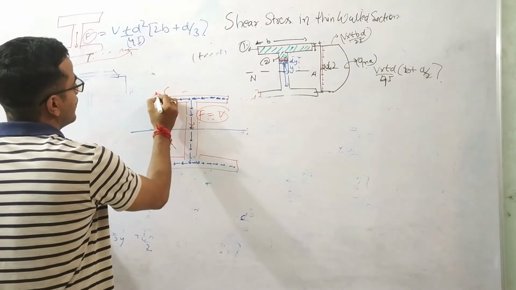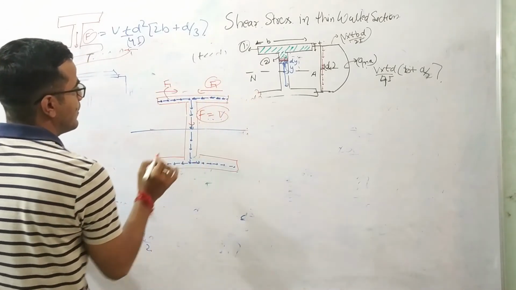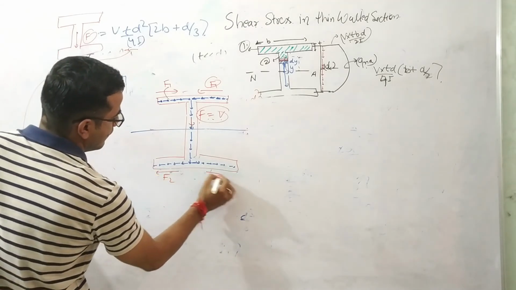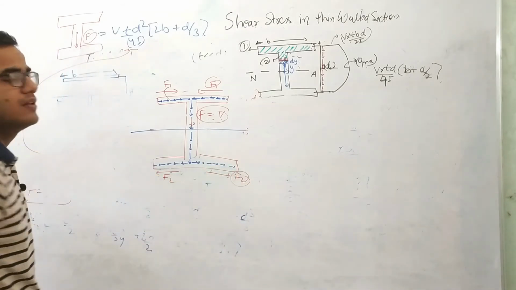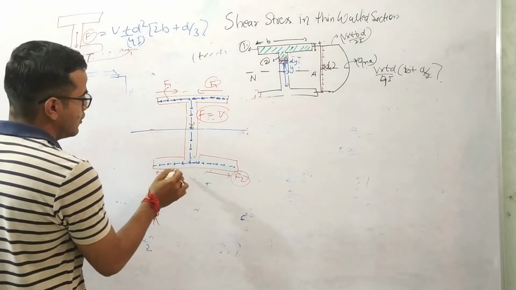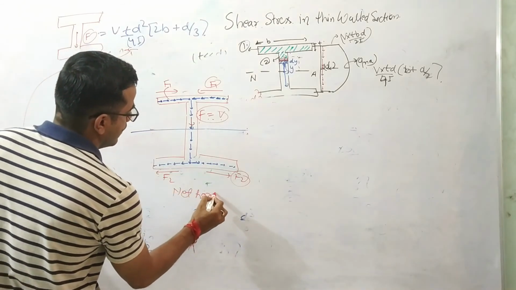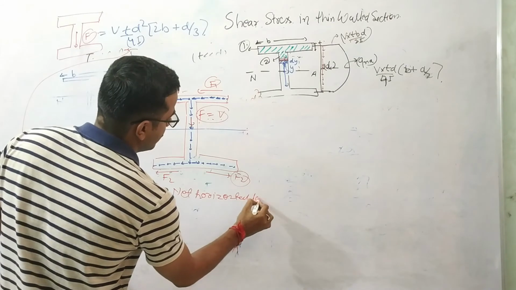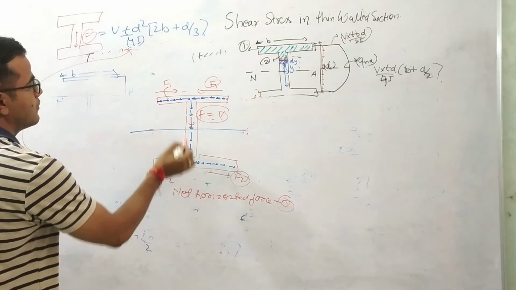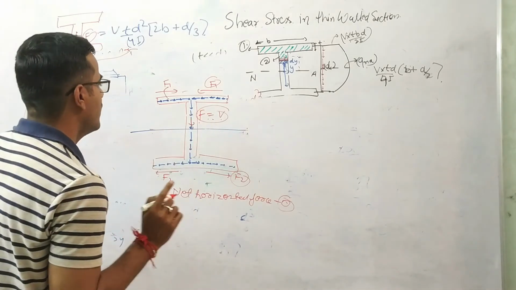And for the horizontal component, there will be some force F1 here, and due to symmetry, this force similarly will be the same as F1. Here we'll have some F2 and here we'll have some F2. Now you can see that these horizontal forces should cancel out each other for the equilibrium of this portion. So the net horizontal force will be equal to 0. You can also see that the F2 forces will cancel out each other, and there will be a net force remaining which will be equal to the shear force.